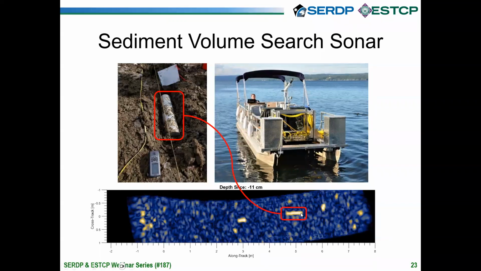So the object that you're actually seeing right here, called out in this red box, is this solid aluminum cylinder that we buried in the lake and have good ground truth on its location. This is another cylinder, half the length of the one shown above, that we buried in the lake in that position as well.